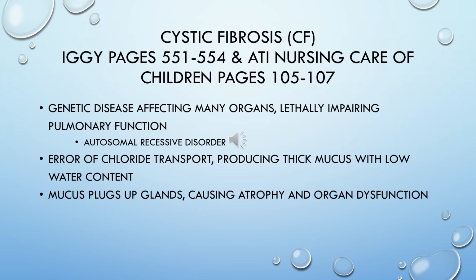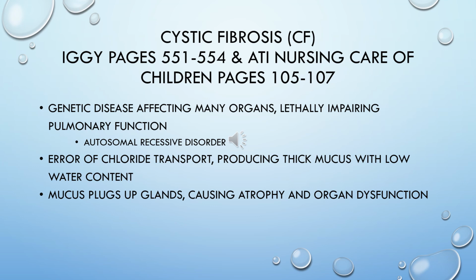So cystic fibrosis, again, I've listed the page numbers here for you, so you can have resources to this. This is a genetic disease affecting many organs. It's not just a respiratory problem, although we think of that primarily, but it does affect other organs as well. It is lethal. Life expectancy for someone born with cystic fibrosis is about the age of 37. And this is caused from an autosomal recessive disorder.